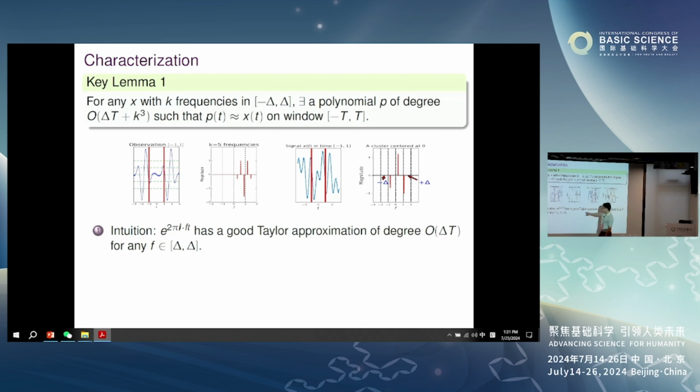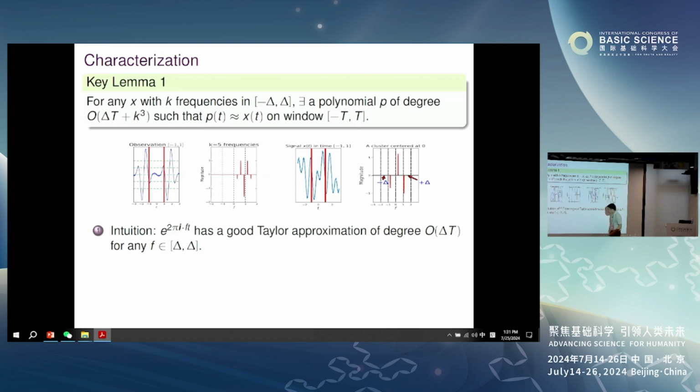So the intuition is, if I just look at one basic wave function, or one sparse signal e to the 2 pi ft, it will have a pretty good Taylor expansion of degree basically delta times t. Why? Because I only care about the signal in this time window. This means t is at most capital T. Then I also know that f is between minus delta and delta, so f is bounded by delta. After the Taylor expansion of degree delta times t, the rest part will be negligible.